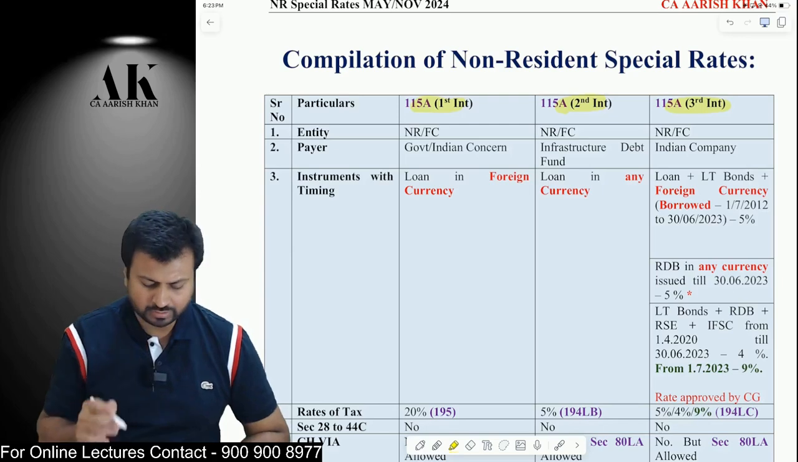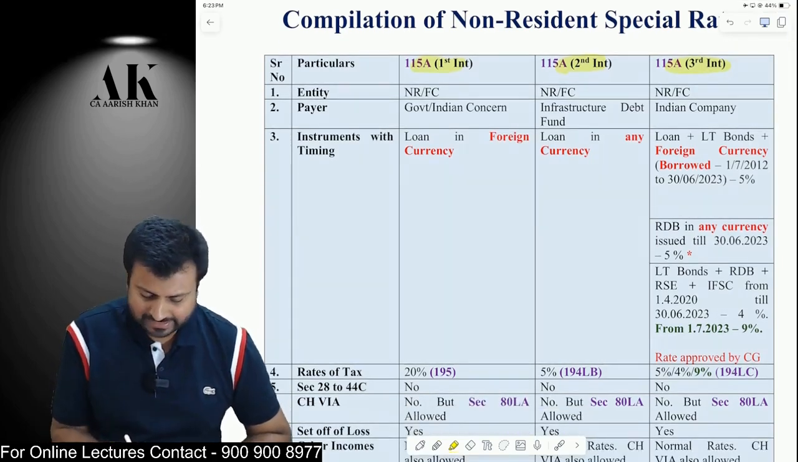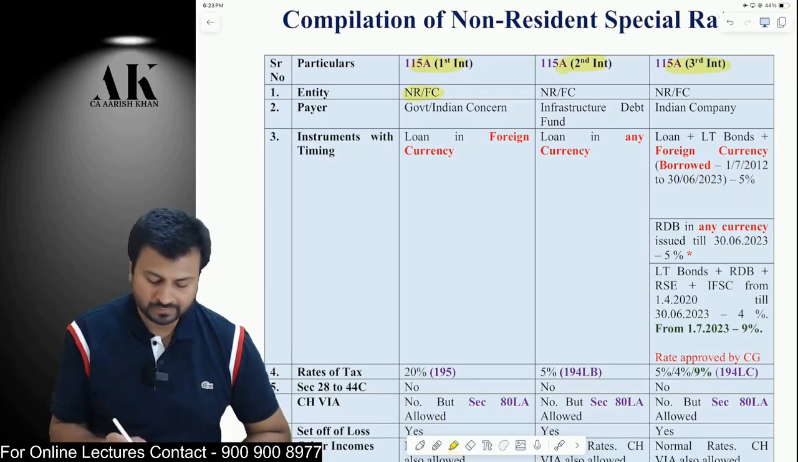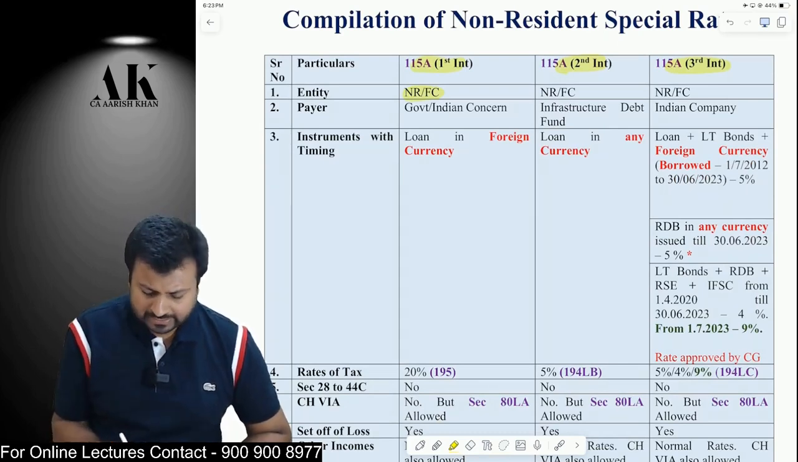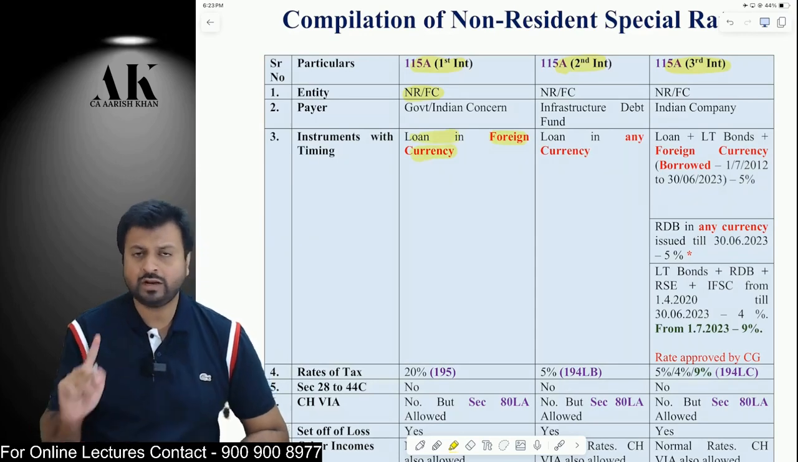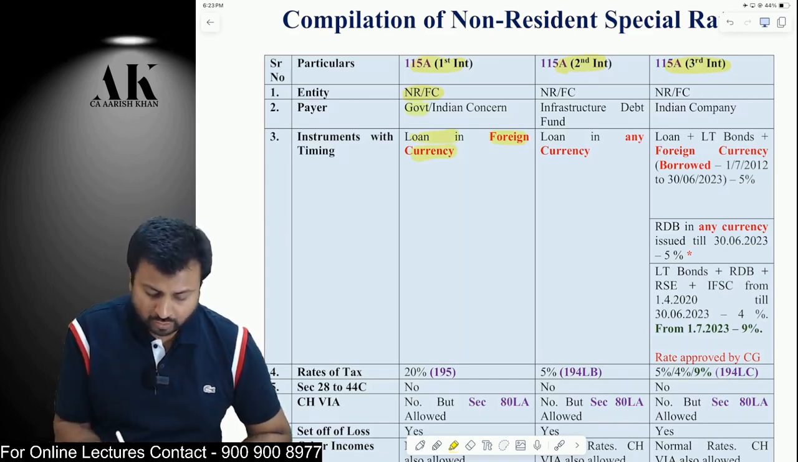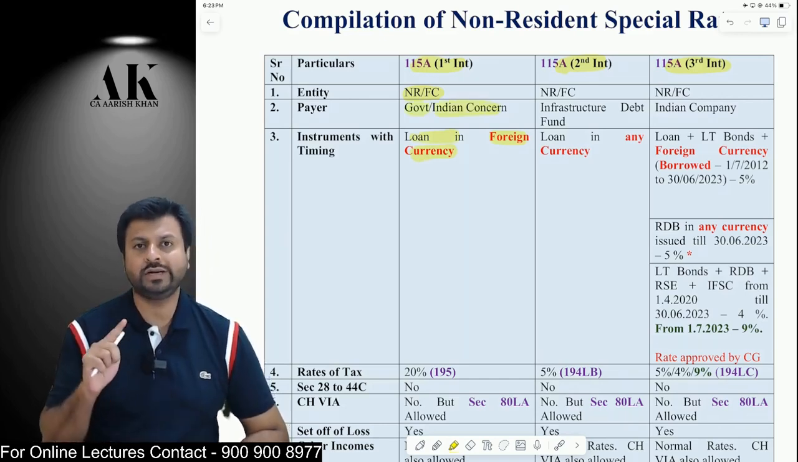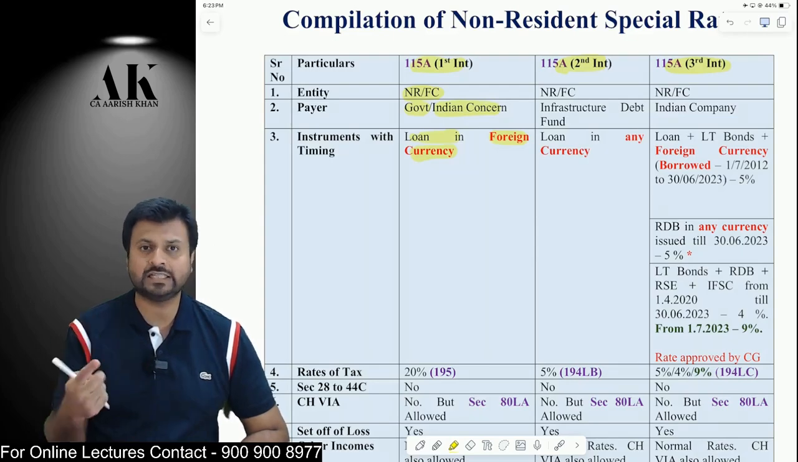Now let me talk about the first one. In the first one, who is the assessee? The entity is a non-resident or foreign company. What is the non-resident or foreign company doing? They are giving loan in foreign currency. Very important. They are not giving loan in Indian currency. They are giving loan in foreign currency. To whom they are giving loan? They are giving loan to government or Indian concern. They are not giving loan to Indian companies. They are giving loan to Indian concerns and government.